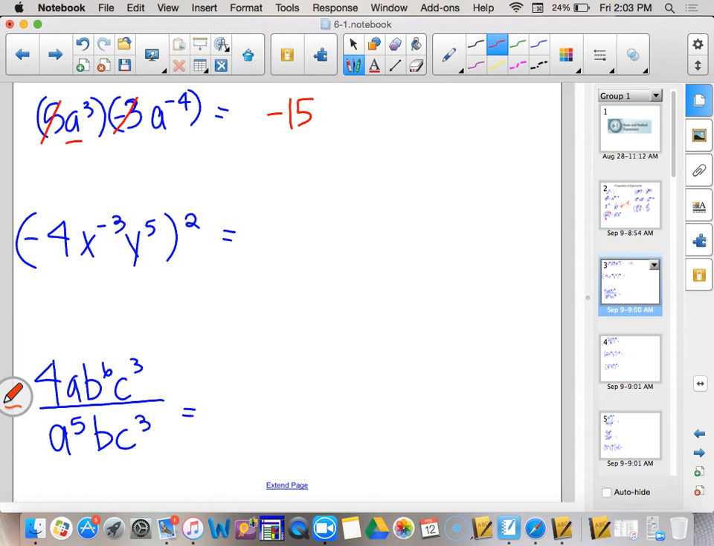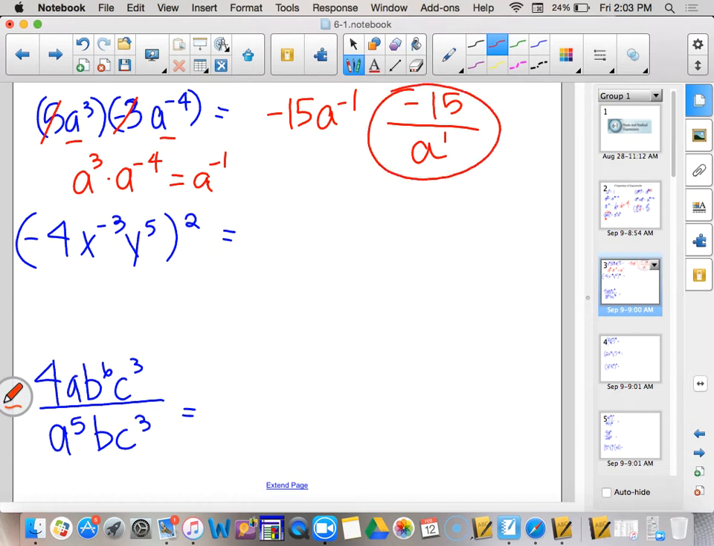So now the only thing I have left over is a to the 3rd times a to the negative 4th. Well, what do I do with my exponents if I'm multiplying them together? You add them, right? So 3 plus negative 4 gives me a raised to the negative 1. Can I have a negative exponent? No. What do I have to do to make it positive? Flip it. Put it on whatever other side. So this would be negative 15 over a, or a raised to the 1, however you want to write it. I usually don't put the 1 there. So my answer for this would be negative 15 over a.